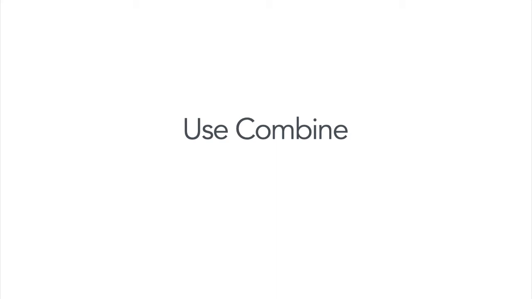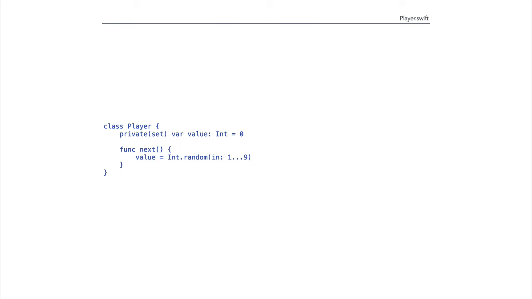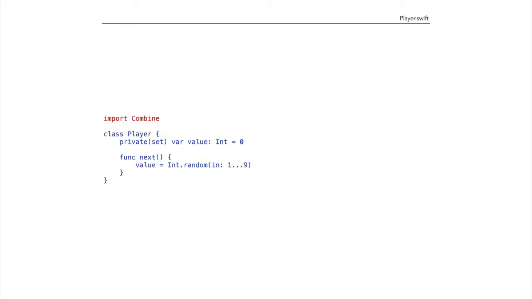So let's go into player. Player is where we change the value and where we store the value. So let's import Combine there and let's publish our value. We just use the @Published, and now when our value changes, it's going to publish it. Now that's only a small lie.